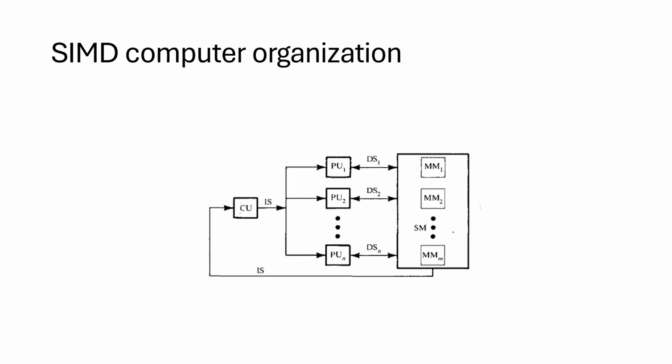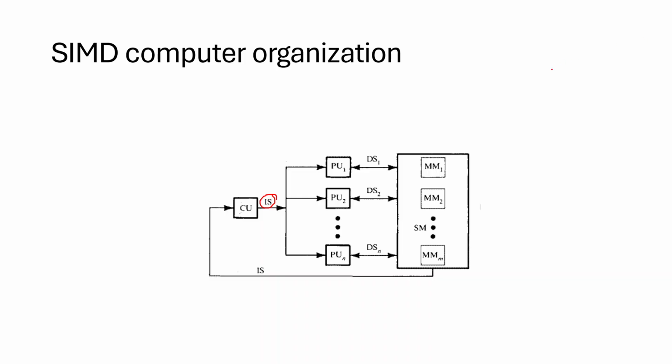There is only one instruction stream, so the instruction goes to the control unit, and one control unit is enough to decode it. After decoding, that single instruction goes to all the processing elements in parallel. All the processing elements, PU1, PU2, up to PUn, receive the same instruction broadcast by the control unit. But the thing is that they operate on different data streams.